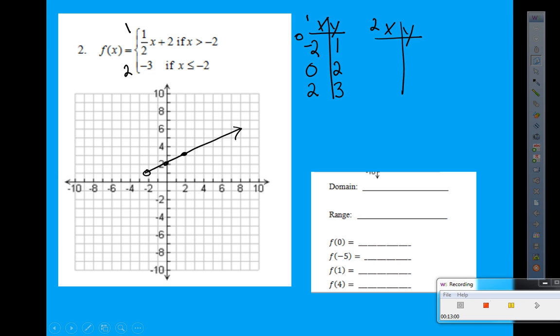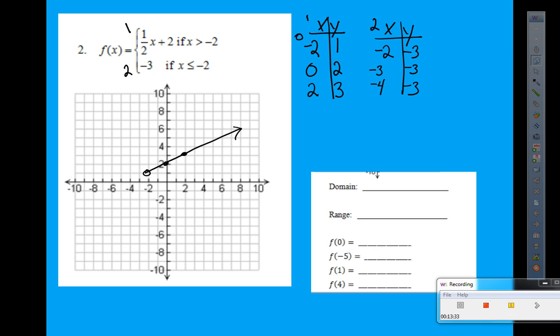Now let's go graph your other piece. It says for x less than or equal to negative 2. So you got to write down the negative 2. No choice. And some numbers less than negative 2, I'm going to use negative 3 and negative 4. Now this one's kind of easy. There's no x value here. So all of your y answers are going to be negative 3.